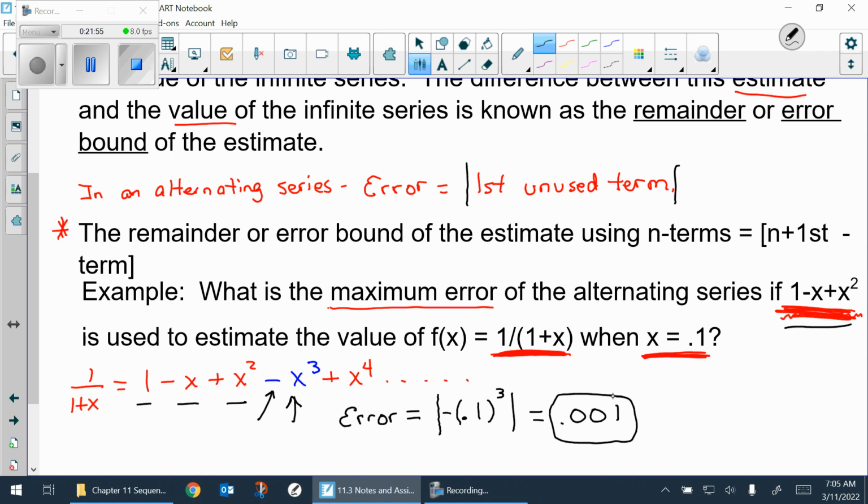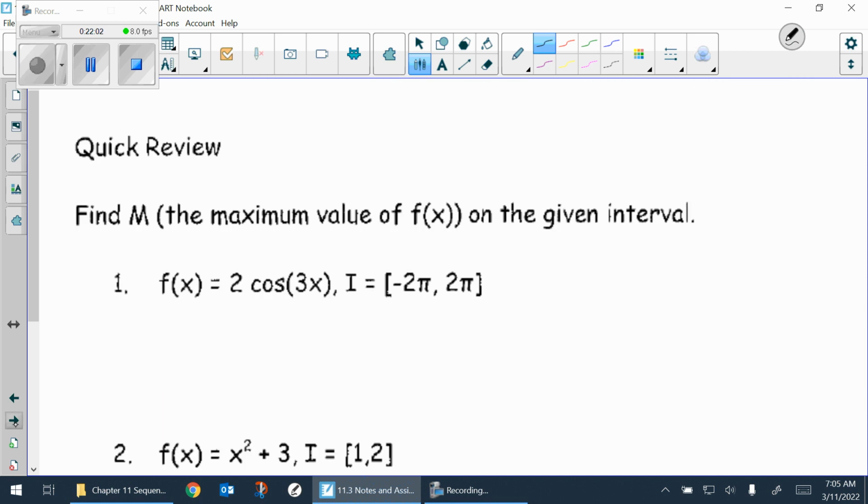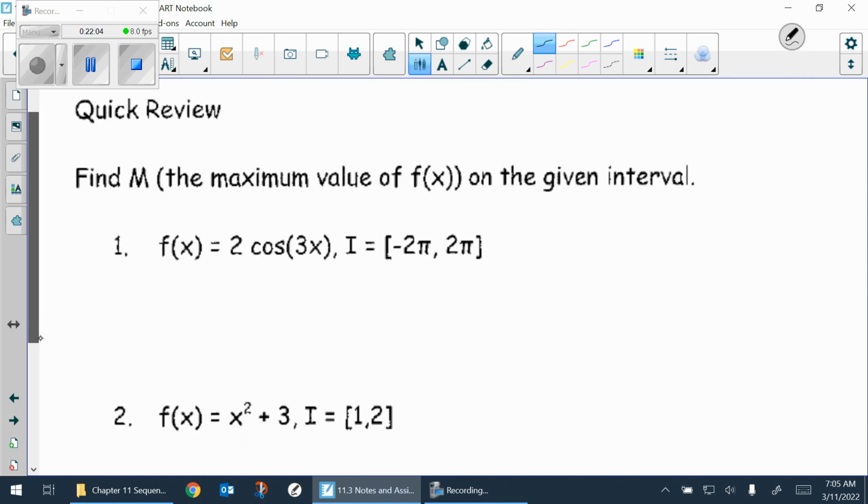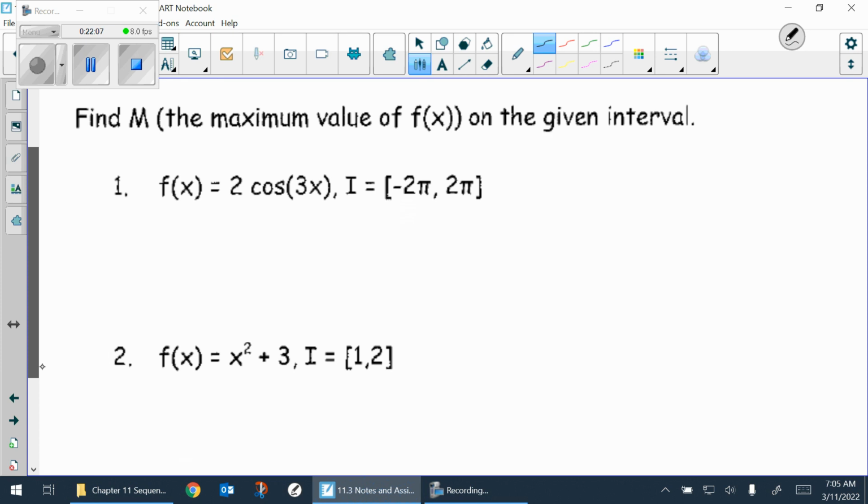All right, so we have talked about Lagrange error. We have talked about alternating series error. Now let's do a little quick review, and then you can get to your assignment. Find M, find that maximum value. Get a little practice finding maximum values. If this is the derivative that we have to use, that we find the maximum value of on this interval, where does this thing get as large as possible?